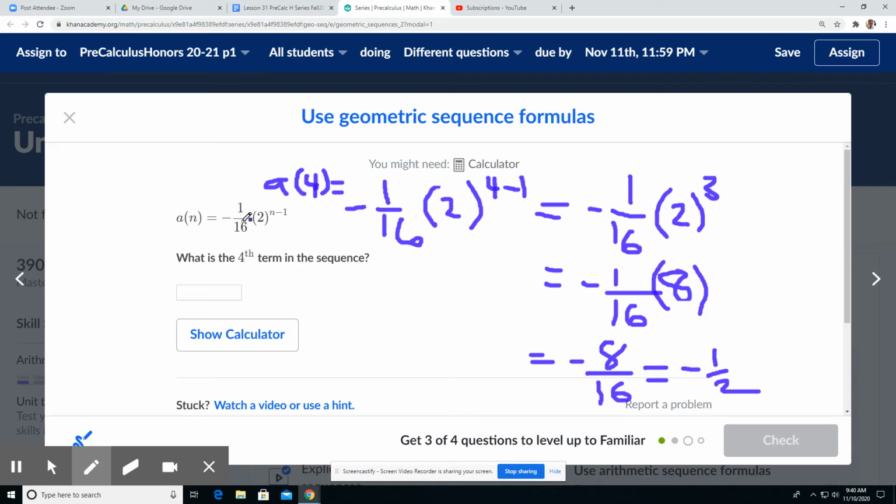So this would be the first term. Then it grows by multiplying by 2 each time, exponentially. So the first term is -1 over 16. The next term would be 2 divided by 16, -1 over 8, then -1 over 4, and then the fourth term, -1 over 2.